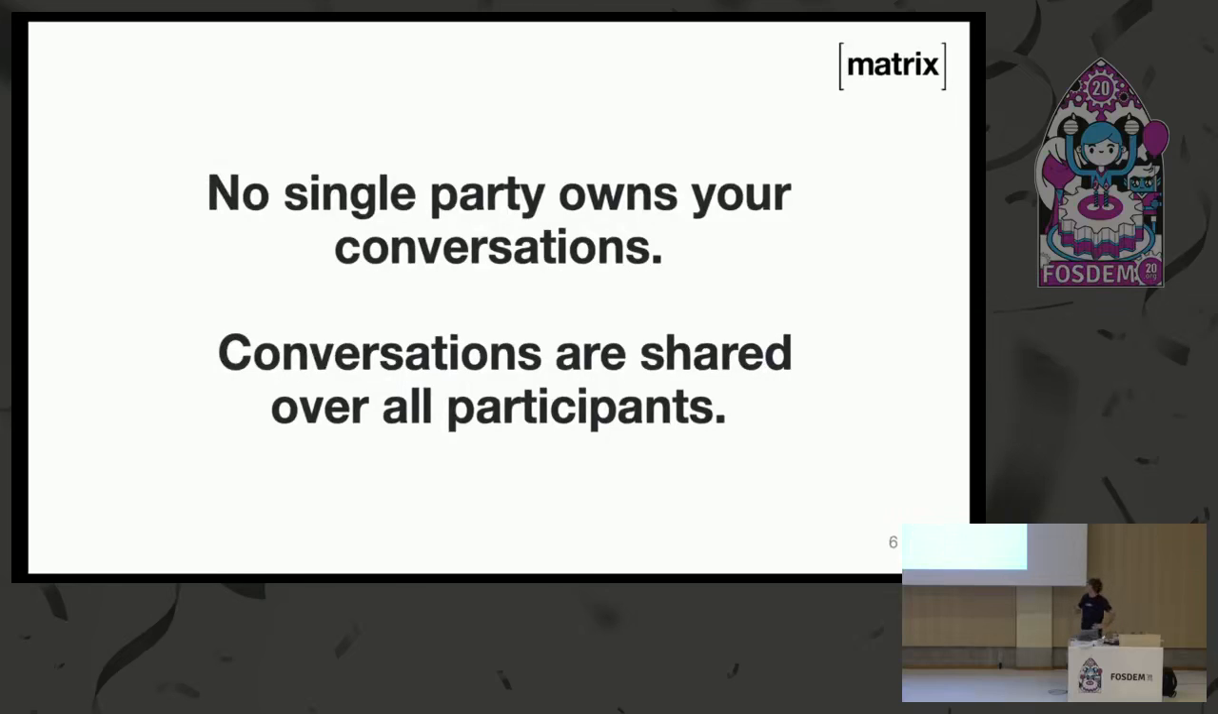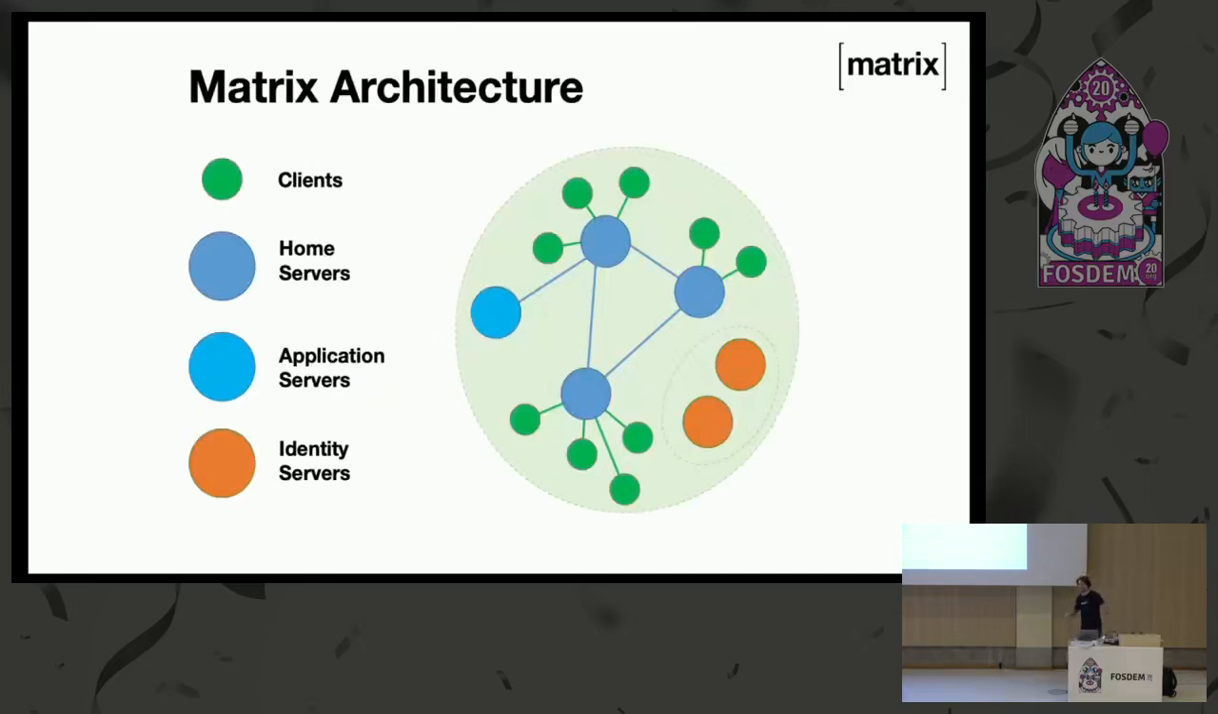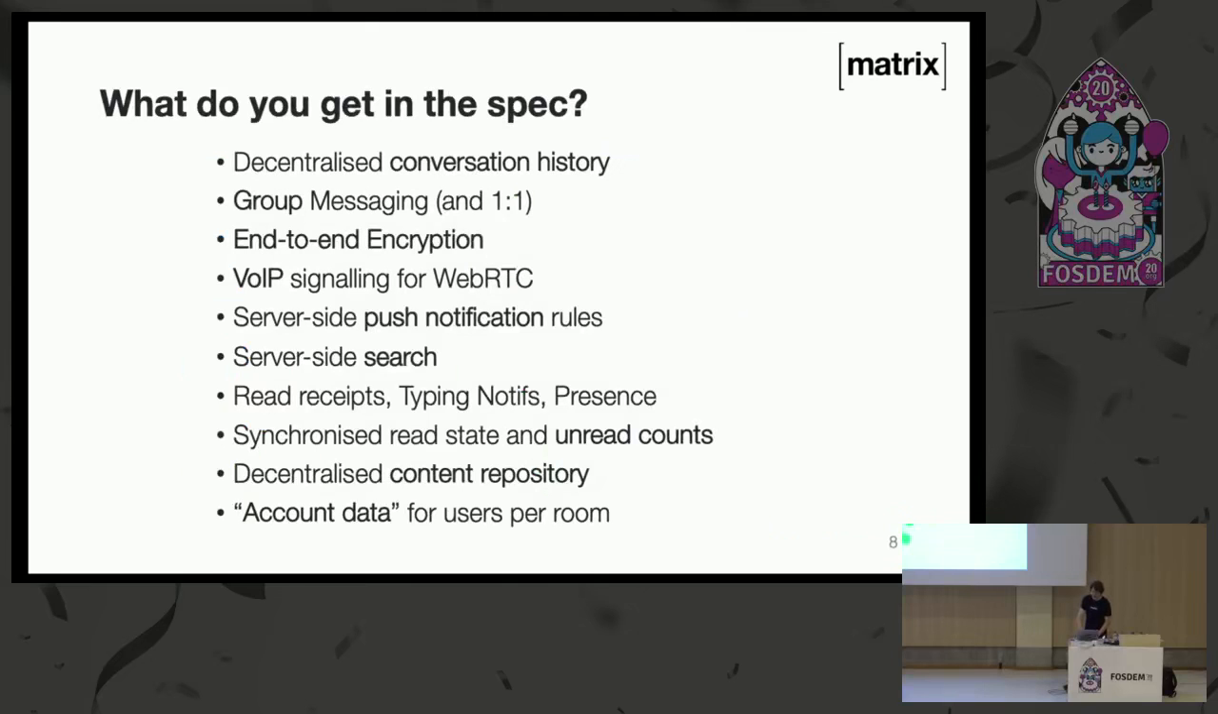The unique thing is that no single person owns your conversations. The conversations are shared over everybody. So if I am on my Matrix server and I want to talk to somebody on another server, the very act of talking to them has almost subversively decentralized the conversation between us, so their copy is just as valid as my copy. It's just like Git. Anybody who's ever pushed or pulled to a Git repository, or cloned one for that matter, should understand what's going on. Architecturally, clients, servers, application servers, identity servers.